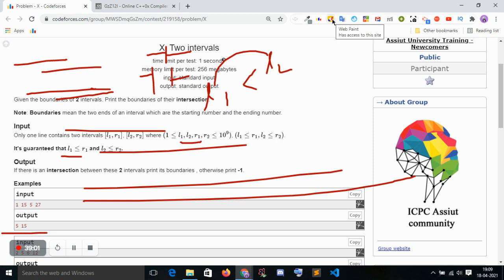So there are multiple conditions to check. Check the max of the first ones and the min of the second ones. If the min is smaller than the max, that means the answer is -1, no intersection. So always try to make L2 come after L1. If L2 is smaller than L1, swap them.